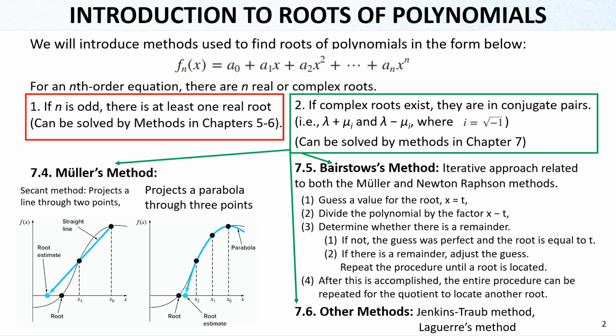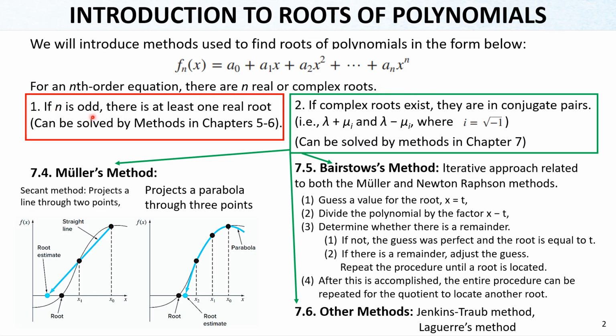In chapter 7, we are going to talk about the polynomials which are in this form. As you can see here, we have some constants multiplied by a variable x, and that variable has an nth order. So this nth order determines whether we have real or complex roots, and usually an nth order equation has n real or complex roots.